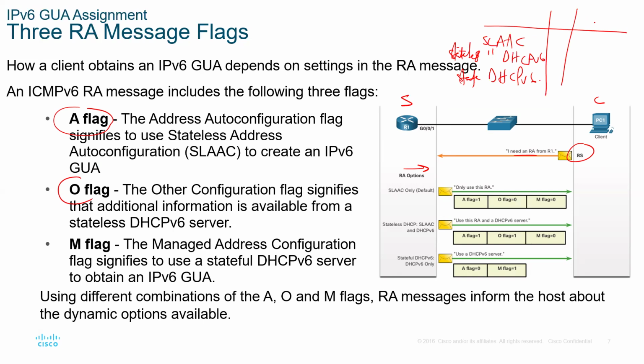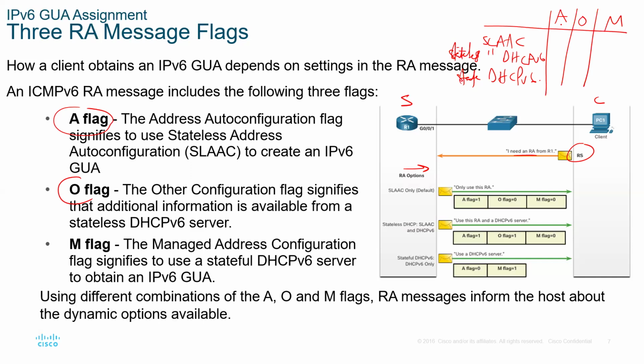Right. Then for our three flags, we have the A flag, we have the O flag, and we have the M. The A is for address auto configuration. If that value is 1, then we are using SLAAC. The O is for making use of the stateless DHCP for other configuration. If that value is 1, it means we are using the DHCP server for other configurations. Then the last one is M, the managed address configuration flag. This one is basically instructing we are using a stateful DHCP server for everything.